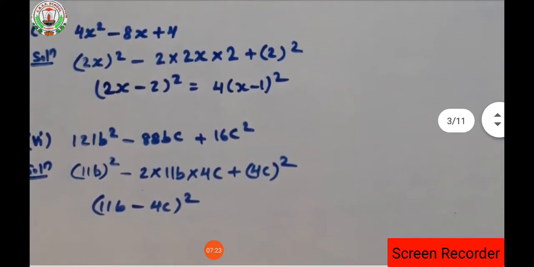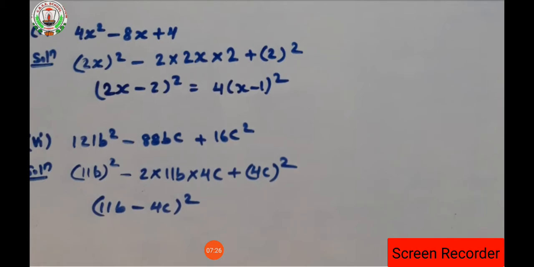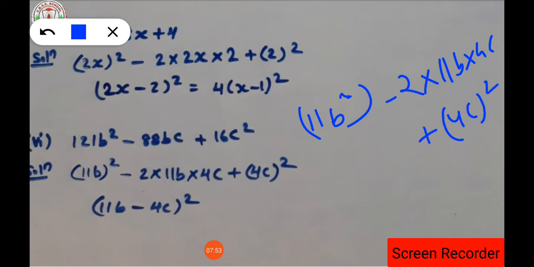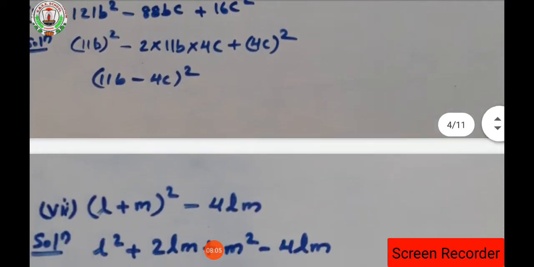What is the sixth part we are having? 121b² - 88bc + 16c². So 121 is the square of which number? It is the square of 11. That means (11b) the whole square, isn't it? Minus 2 into a value is 11b and b value, that means 16c², it will be 16. That means whose square? It is 4 into 4. So it will be how much? 4c, isn't it? Plus (4c) the whole square. Clear? Now (a - b) the whole square. So in place of a we are having 11b and in place of b we are having 4c. So (11b - 4c) the whole square is the required answer for this.